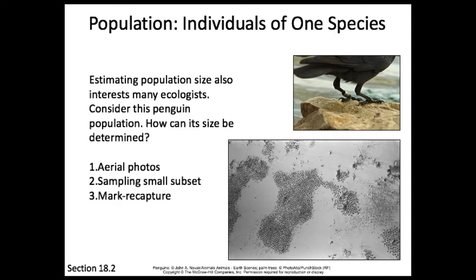In this photo on your screen, we can see an aerial view of the penguins huddled together trying to stay warm in Antarctica. Number two is we can do a sampling subset, in which we just estimate the overall population by counting a small subset of a larger population. And then lastly, for many animals, we use mark and recapture, in which by using radio tracking collars and other types of devices, such as this collar around the leg of this bird, it can allow us to track where they go and figure out how we can count them.